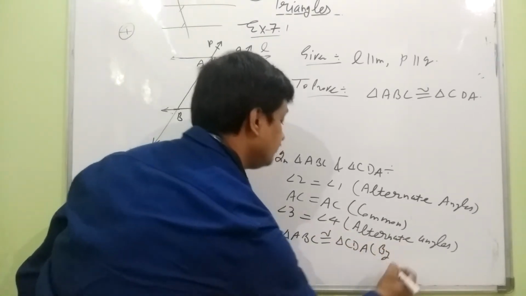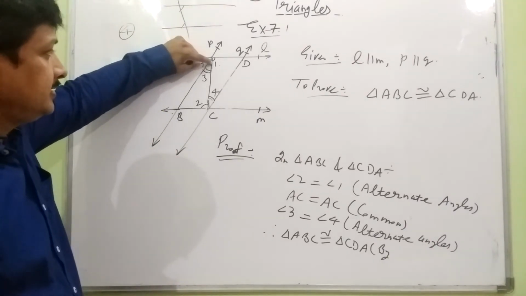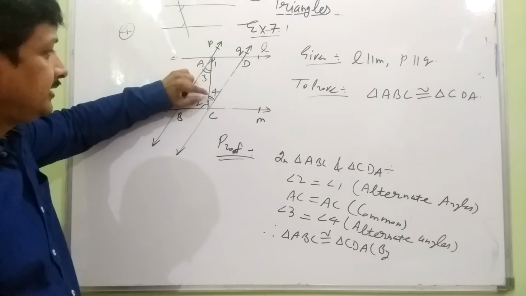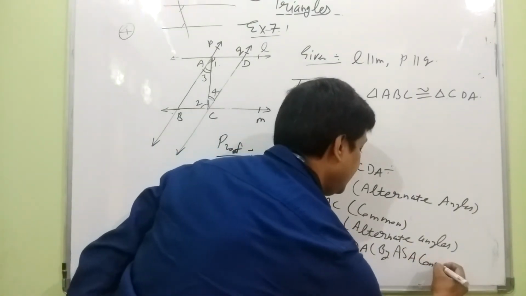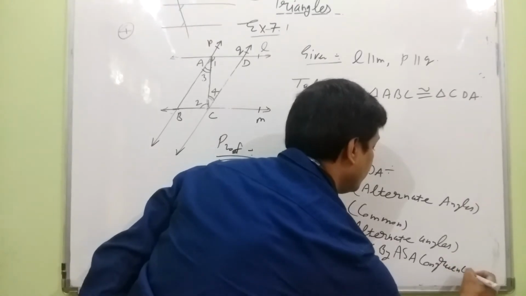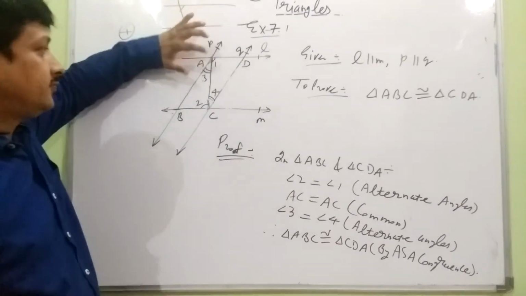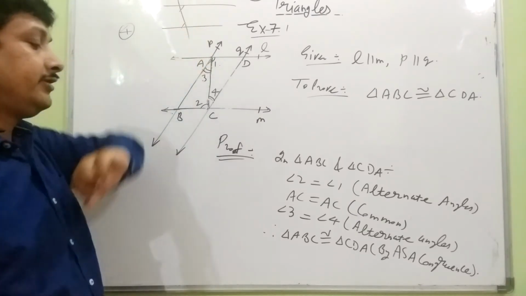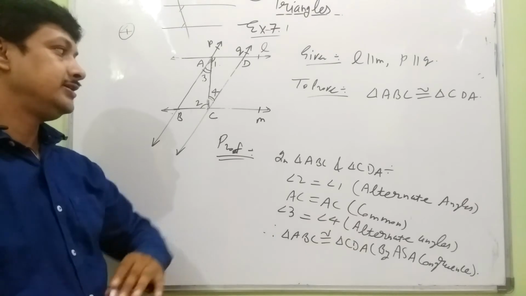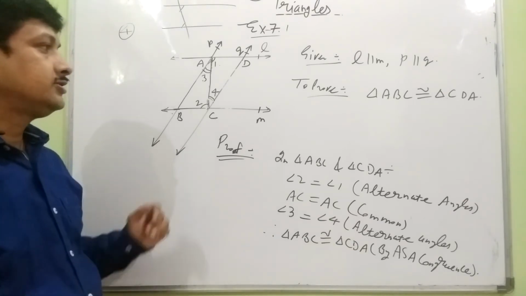Which congruency is this? Just recognize angle, then side, then angle. So it is by ASA congruency. Okay, students, angle, side, angle. First we have taken angle, then side, then again we have taken angle. So we have proved these triangles to be congruent. So just pause the video and note down this solution.